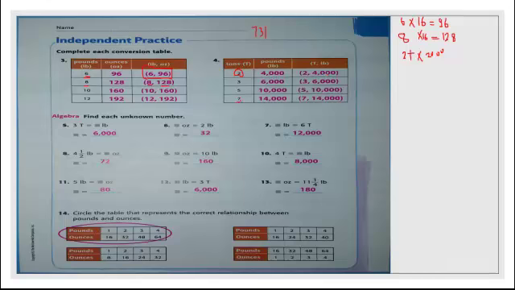Okay, the same. I'll multiply this 7 by 2,000. And that will give us 14,000 pounds. So 7 tons equal 14,000 pounds. Okay? Let's try another one. 3 tons. I'll multiply this 3 by 2,000. So 3 multiplied by 2,000 will give us 6,000.